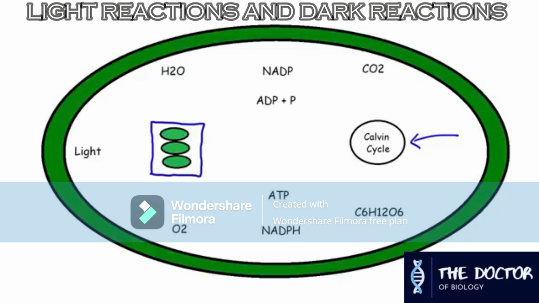Now, the reason why they're called light-independent or dark reactions is because they can proceed without the assistance of light energy. The light-dependent reactions oxidize water into oxygen gas. And remember, oxidation involves the loss of electrons.